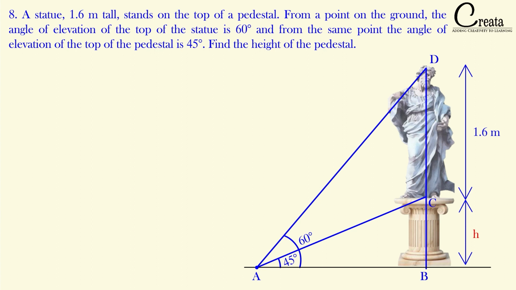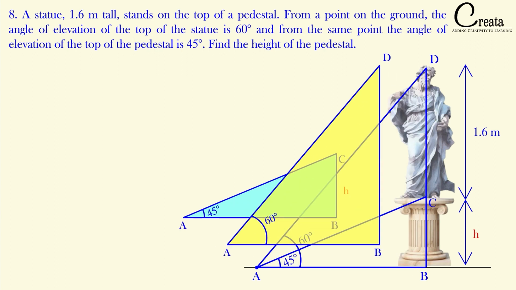In this question, are you able to observe the two right angle triangles? The first triangle is triangle ABC with the trigonometric angle as 45 degrees. And the second triangle is triangle ABD with the trigonometric angle as 60 degrees. The interesting thing is that both triangles share the common base, that is AB. You can correlate this question with the previous question in which also the base is common in both triangles. The same strategy we will use here also.